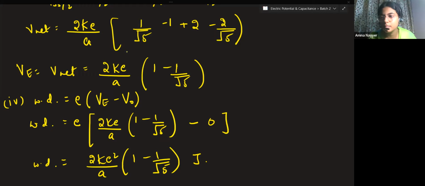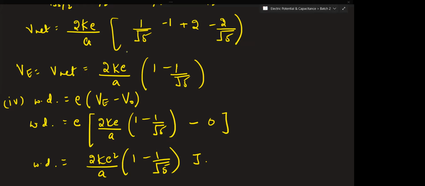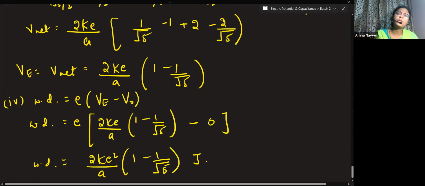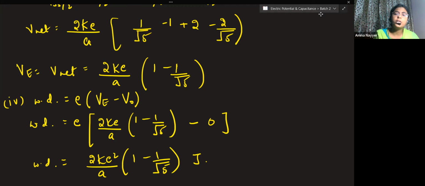Done? Yes. Now see, that was about electric potentials introduction. Now we'll do the potential that is generated because of a dipole. If you have a dipole, then what is the potential? See, potential for a point charge we did, that was kq by r.